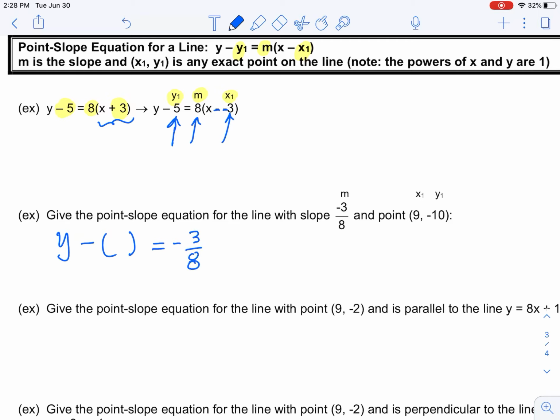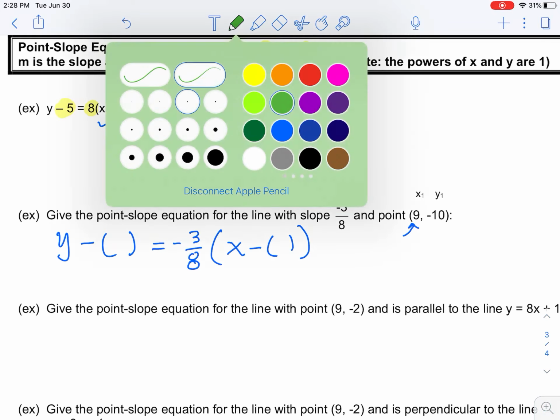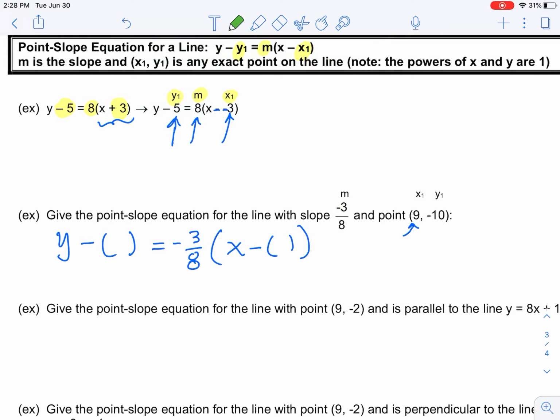M is negative 3/8. y minus y sub 1 equals m times the quantity x minus x sub 1. All right, so let's go ahead and plug these in. So your y sub 1 is negative 10, and your x sub 1 is a positive 9.